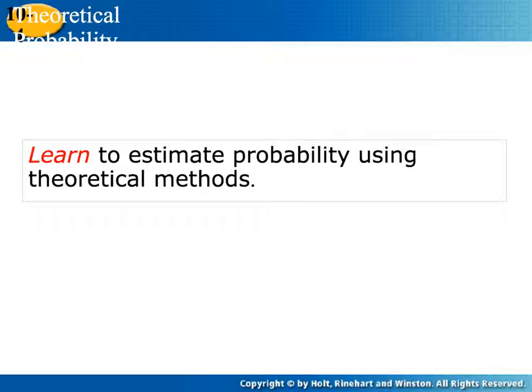Notice that word theoretical has that word theory in it, not what has actually happened. Experimental means what has actually happened and basing our prediction on what's happened in the past. Theoretical means what is possible. Is it possible that this is going to take place? Okay?